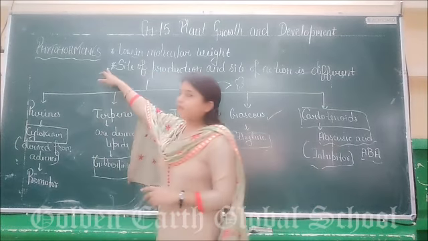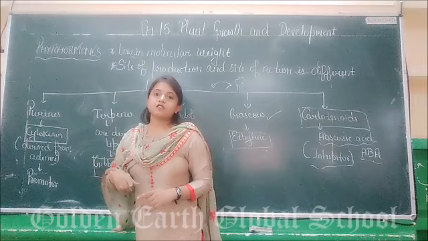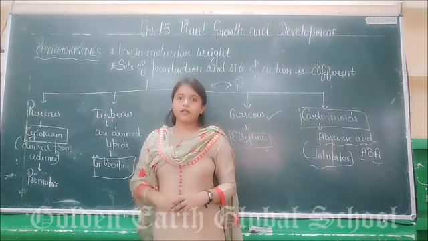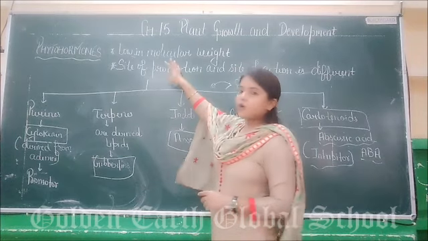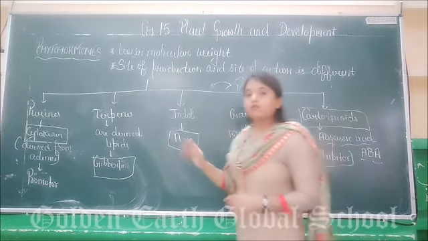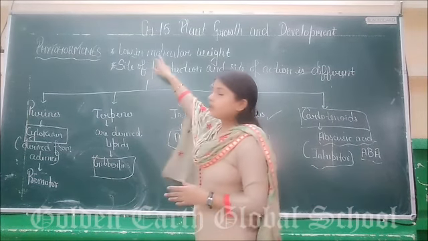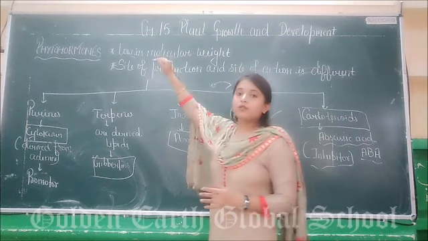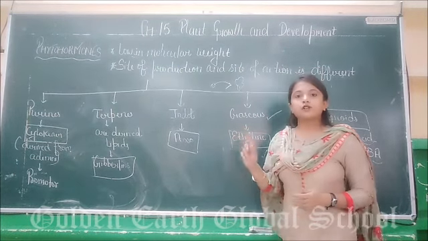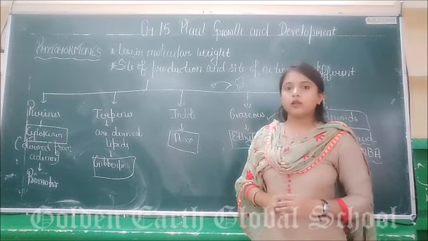Now coming to the phytohormones. The word phyto is derived from the term plant, right? So plant hormones are also known as phytohormones. Now some general characteristics among all the 5 types of hormones, we are going to study the 5 types of plant hormones. The general characteristics are, first, that phytohormones have a low molecular weight.